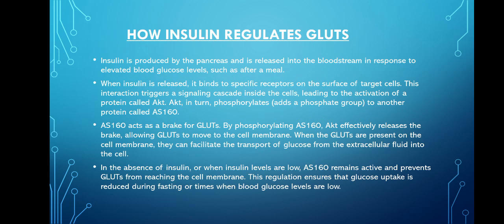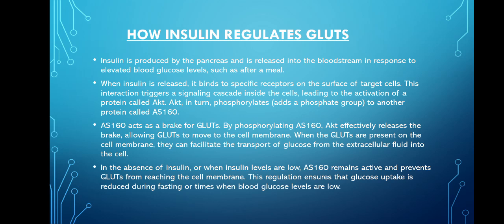How does insulin regulate GLUT? Insulin is produced by the pancreas and is released into the bloodstream in response to elevated blood glucose levels, such as after a meal. When insulin is released, it binds to specific receptors on the surface of target cells.